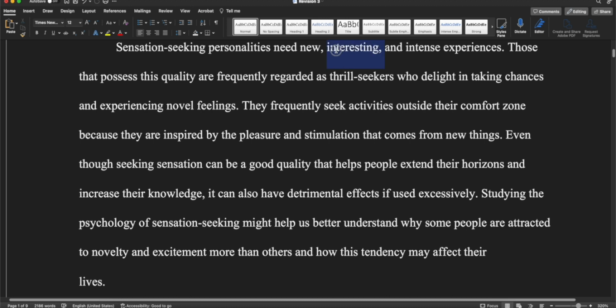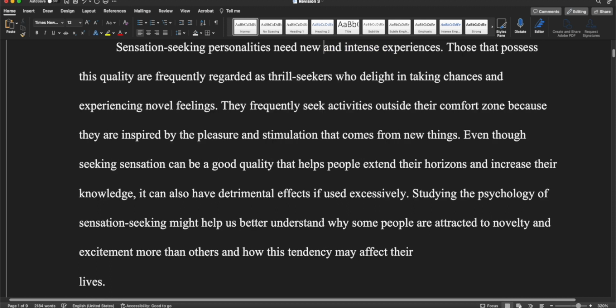I also feel like we can get rid of "interesting." The reason is that it is, by definition, interesting to these types of personalities if it's new and intense. That's what constitutes interesting for these people, according to the research we've got below. So we can just say new and intense experiences, because really what makes them interesting is the fact that they're new and intense.